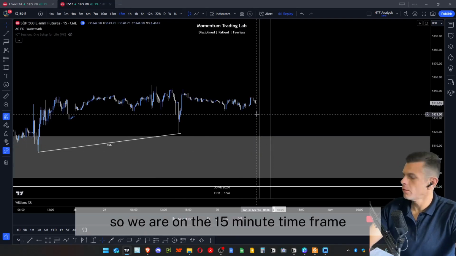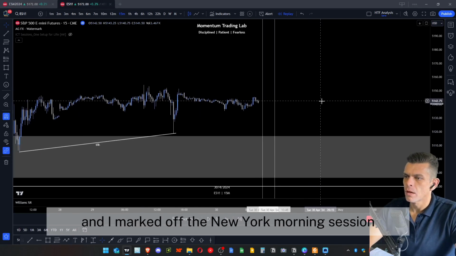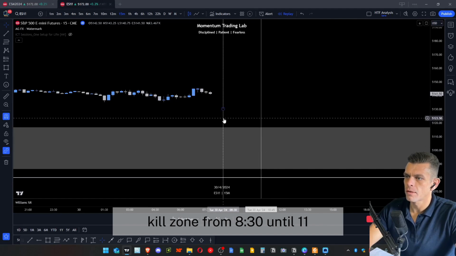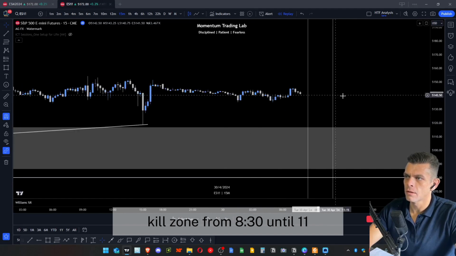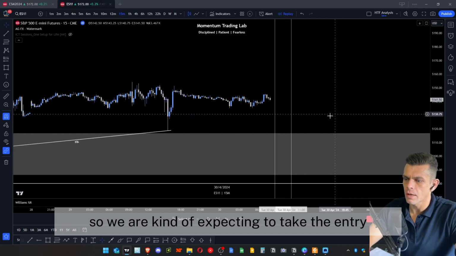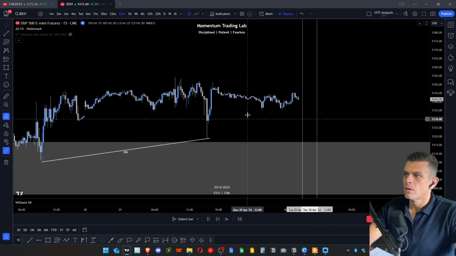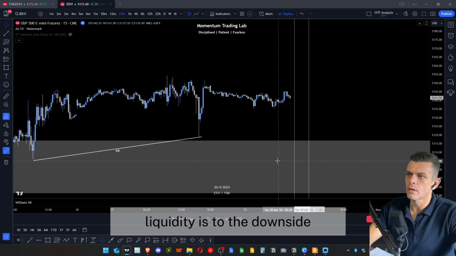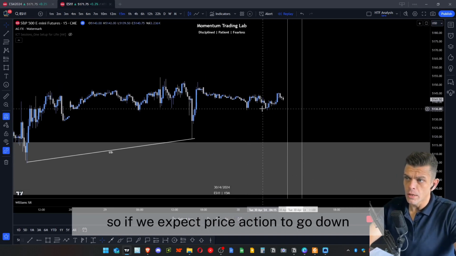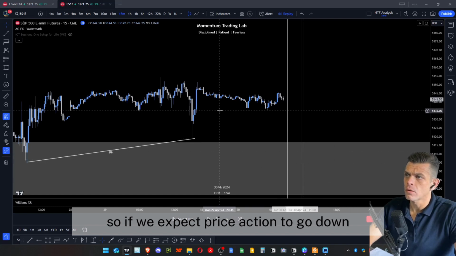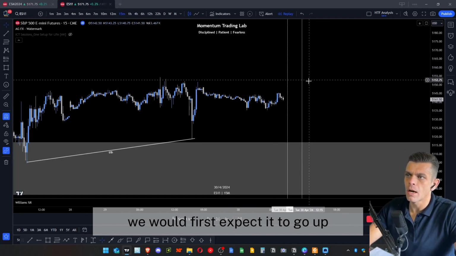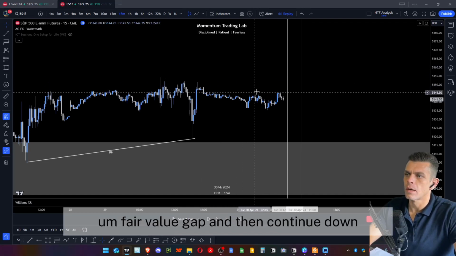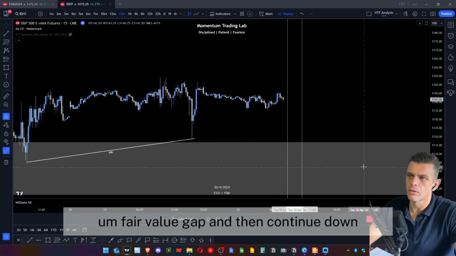Okay, so we are on the 15-minute time frame, and I marked off the New York morning session kill zone from 8:30 until 11. So we are kind of expecting to take the entry in this time window. So if we are bearish, right, so we established that the draw on liquidity is to the downside. So if we expect price action to go down, we would first expect it to go up to a raid on liquidity or rebalance an old fair value gap and then continue down.